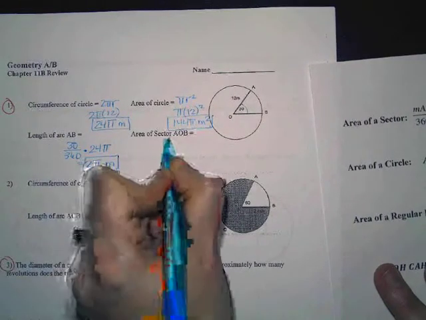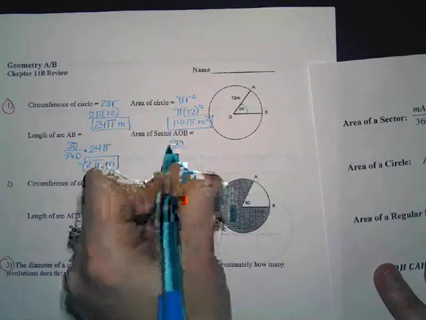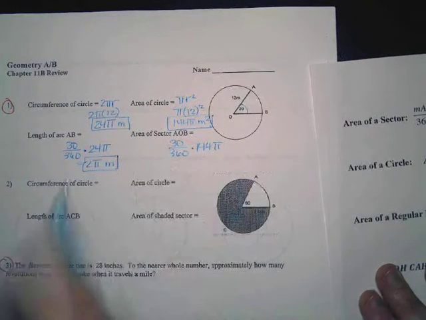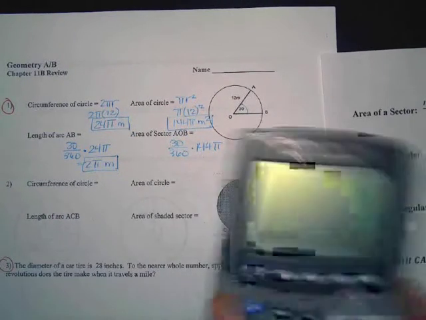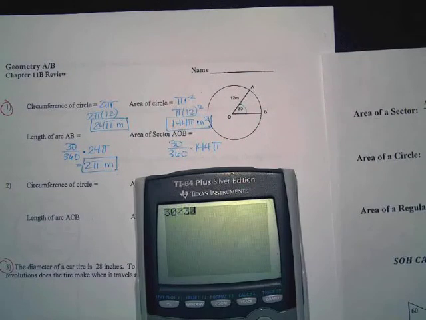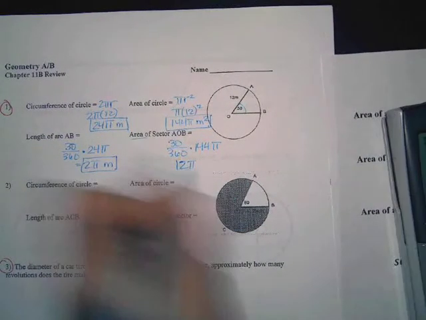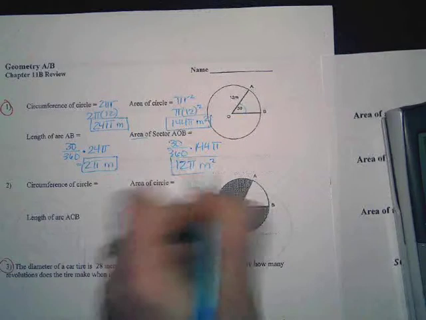For area of a sector, this is the formula, the measure of the arc, which is 30 over 360 times pi r squared, which is our area, so 144 pi. Again, I'm just going to type the numbers part of this calculation, which would be 30 divided by 360 times 144, which comes out to 12 pi. Again, this is area, so this will be meters squared.